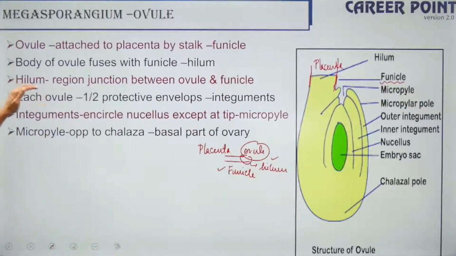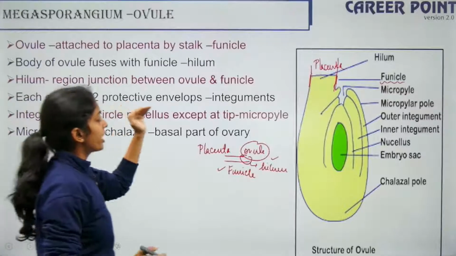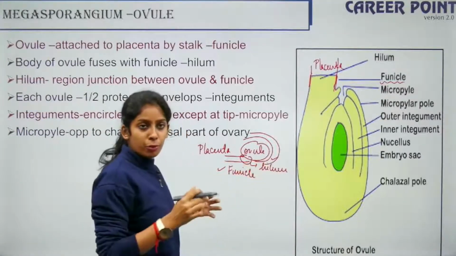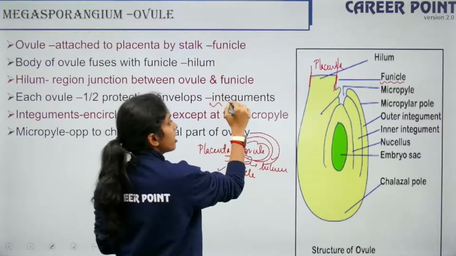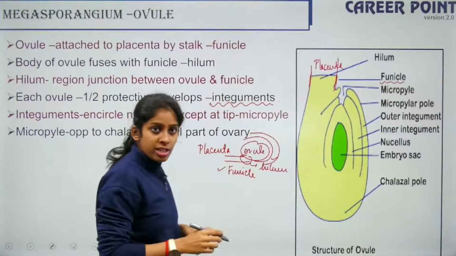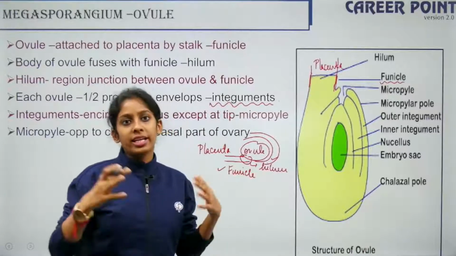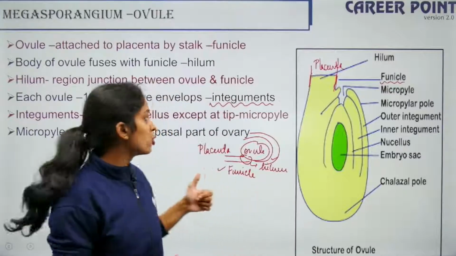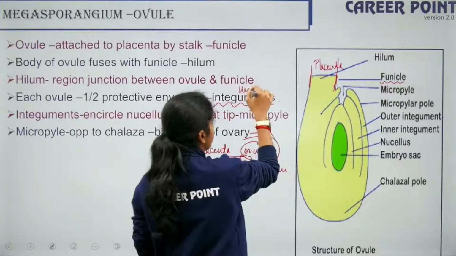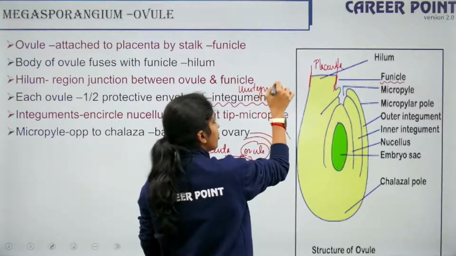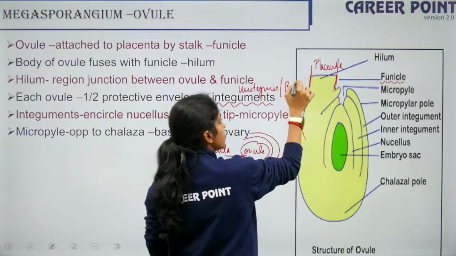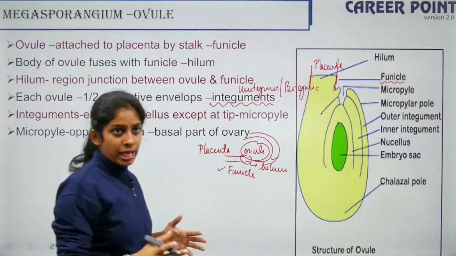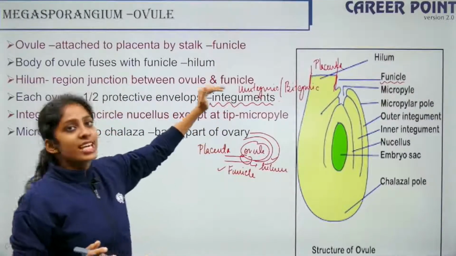Fine. So each ovule has 1 to 2 protective envelopes. Surrounding the ovule, you have 1 to 2 protective envelopes, and that envelope is called integument. This can be 1 layer, 2 layers, or 3 layers. If it is 1 layer, it is known as unitegmic. If it is 2 layers, we call it bitegmic. If it is 3 layers, we call it tritegmic. But this envelope is called integument.